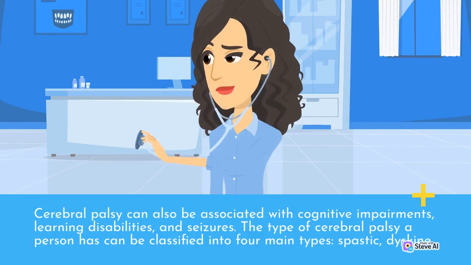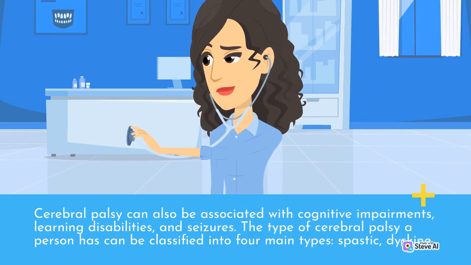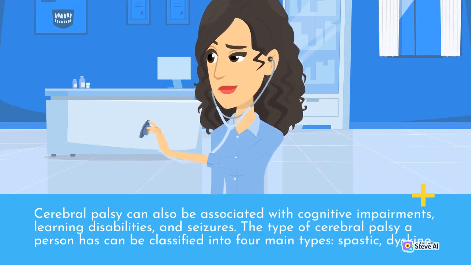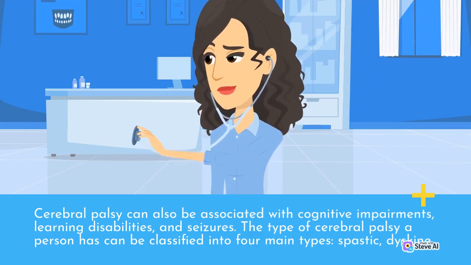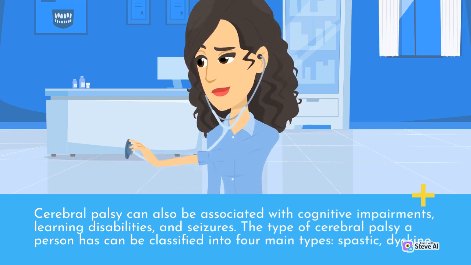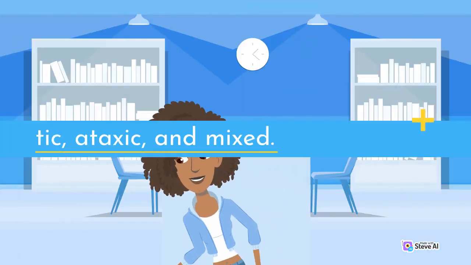Cerebral palsy can also be associated with cognitive impairments, learning disabilities, and seizures. The type of cerebral palsy a person has can be classified into four main types: spastic, dyskinetic, ataxic, and mixed.